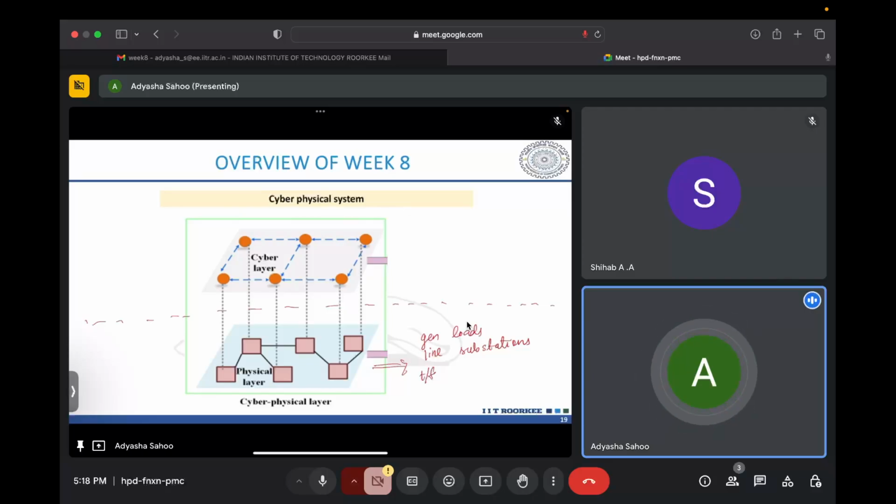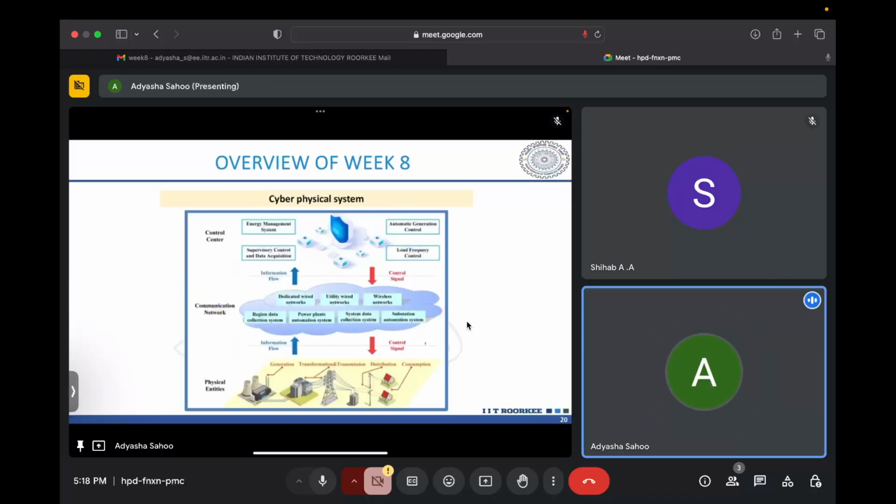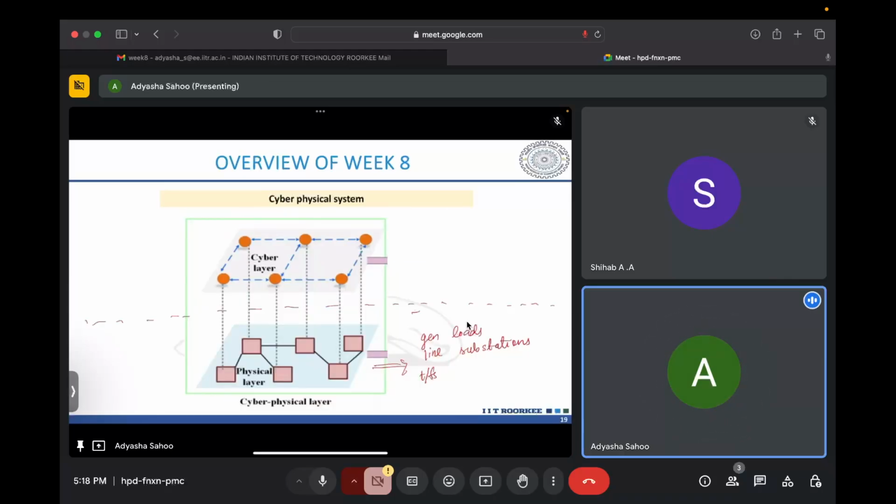Now, when we add physical layer plus communication, that will give you the cyber physical system. And this communication is basically your cyber layer.